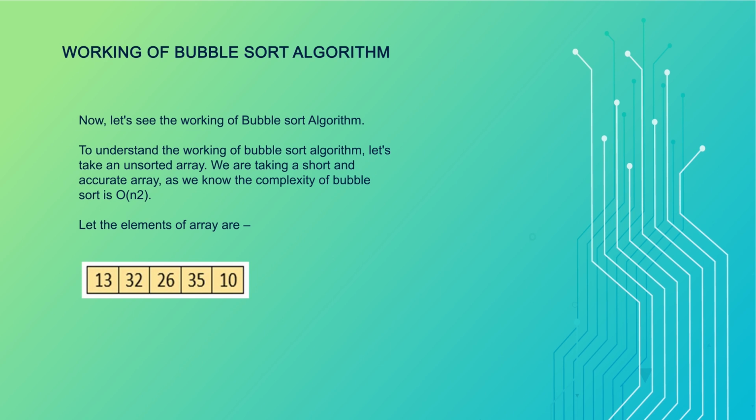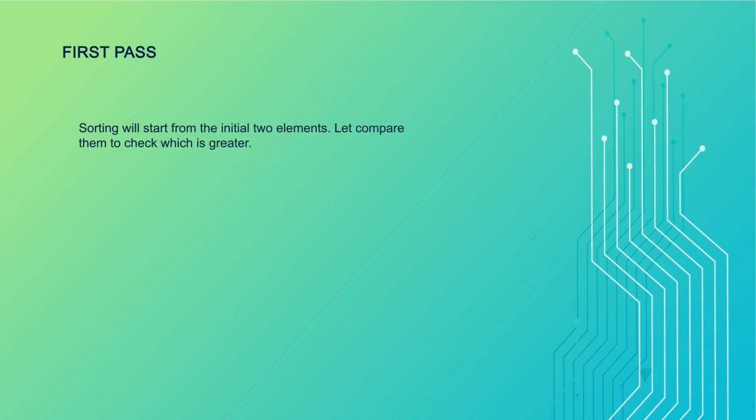Right now we have 5 elements in the array: 13, 32, 26, 35 and 10. This is an unsorted array. In the first pass, the sorting starts from the initial 2 elements. Let us compare them to check which is greater. Now, we are going to compare the first 2 elements, that is 13 and 32.